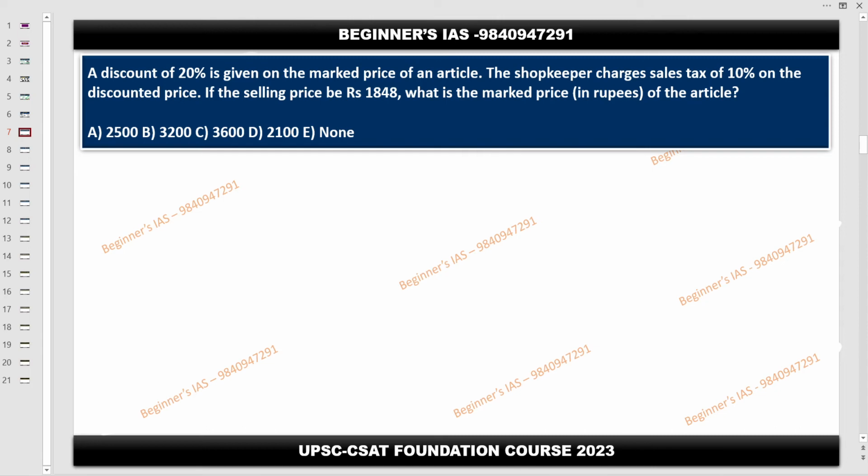A discount of 20% is given on the marked price of an article. The shopkeeper charges sales tax of 10% on the discount price. If the selling price is rupees 1848, what is the marked price of an article? What is the marked price of an article?